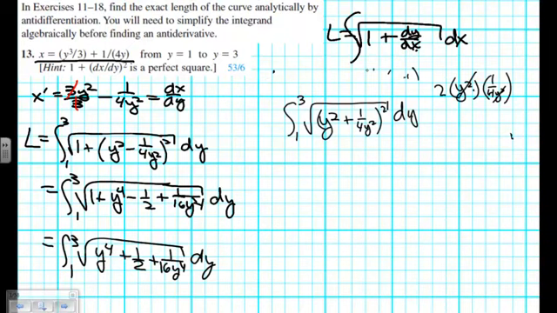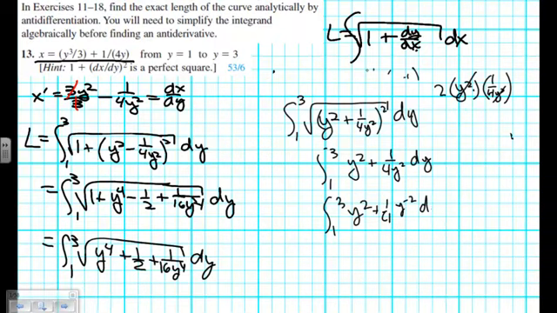So the square root of a square leaves us the integral of y squared plus 1 over 4y squared dy. Because I don't like that, I'll write it as y squared plus 1/4 times y to the negative 2. Now let's go ahead and anti-derive. 1/3 y cubed. And then add 1 to that exponent and you get negative 1. Negative 1 times 1/4 is negative 1/4.